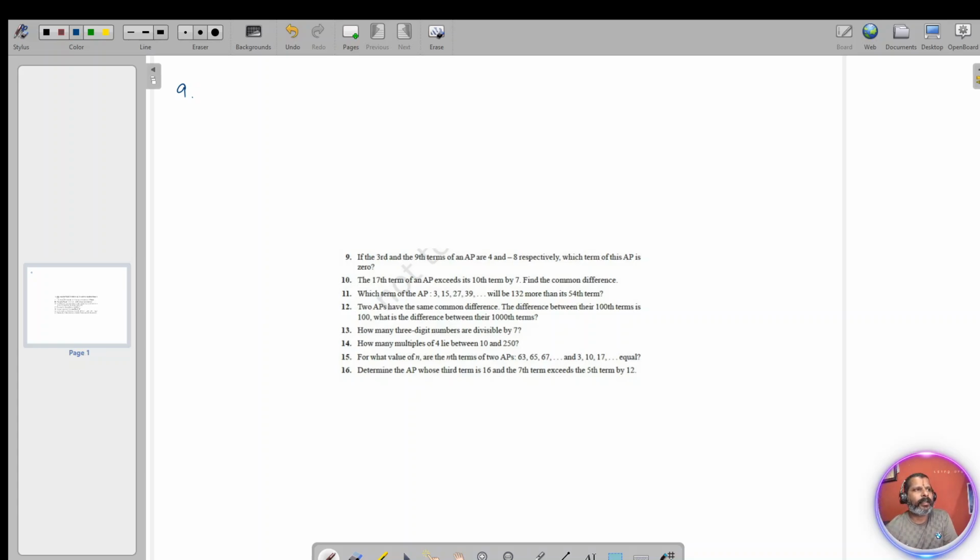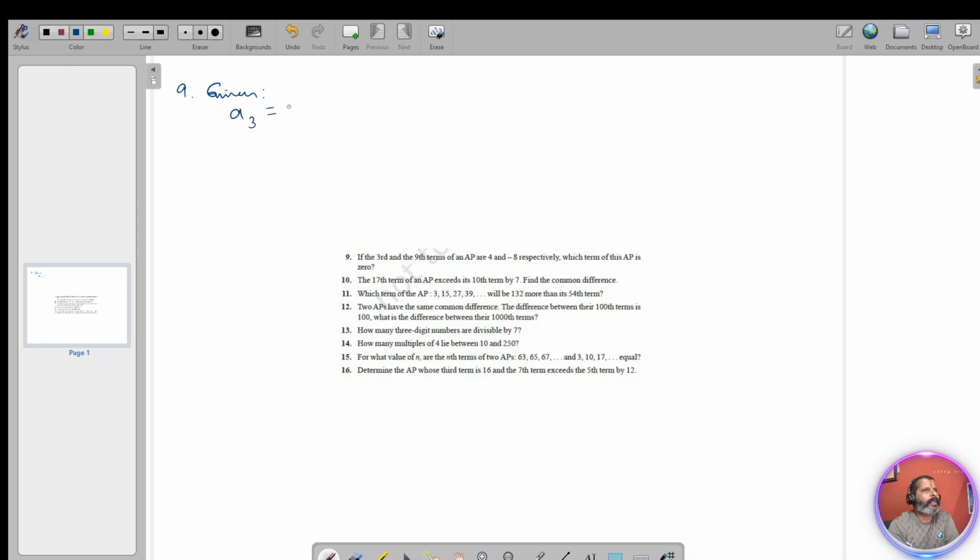If the third and the ninth terms of an AP are 4 and minus 8 respectively, which term of the AP is 0? We have seen in the previous examples, like is minus 150 a term, or which term is minus 78. So we have to assume a_n is 0. Before that we have to find the AP. For that they have given the clue: third term is 4 and ninth term is minus 8. Let's take that.